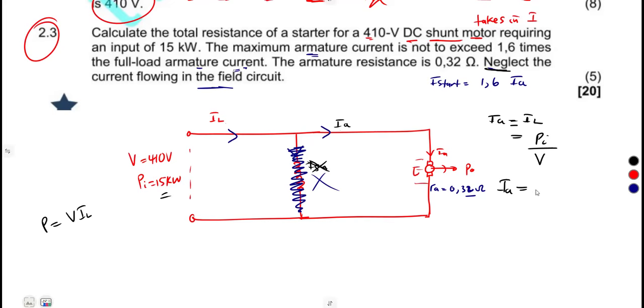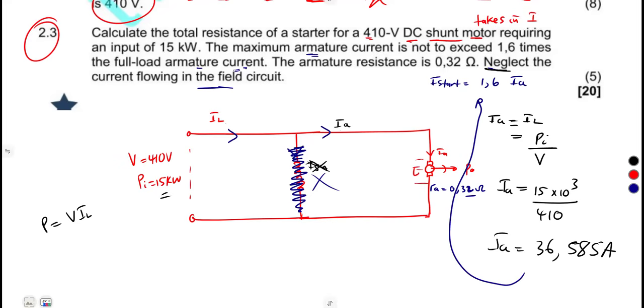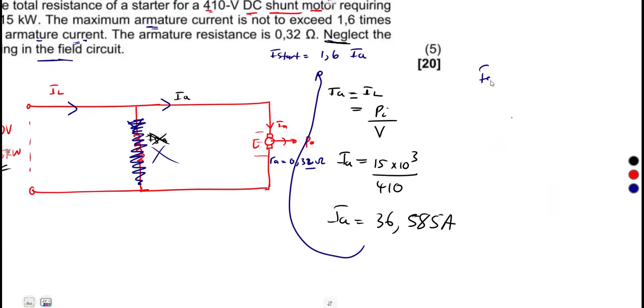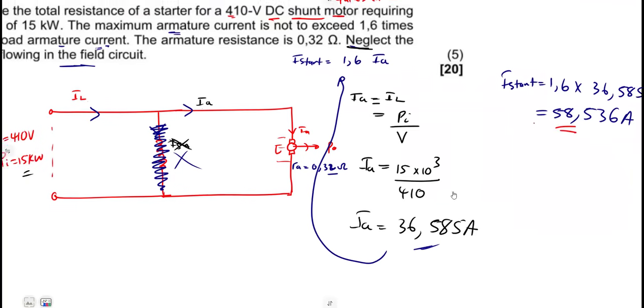So the input power, 15 kilowatts, that's 15 times 10 to the exponent of 3. The voltage is 410. So our armature current is going to be 36,585 amperes, which is needed here to calculate our starting current. So our starting current I start is going to be 1.6 of this one, 36,585. That gives us an I start of 58,536 amperes.